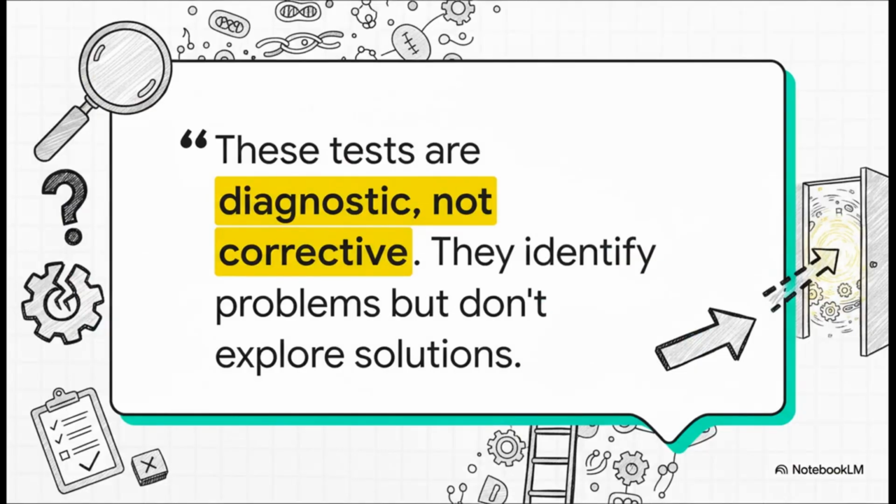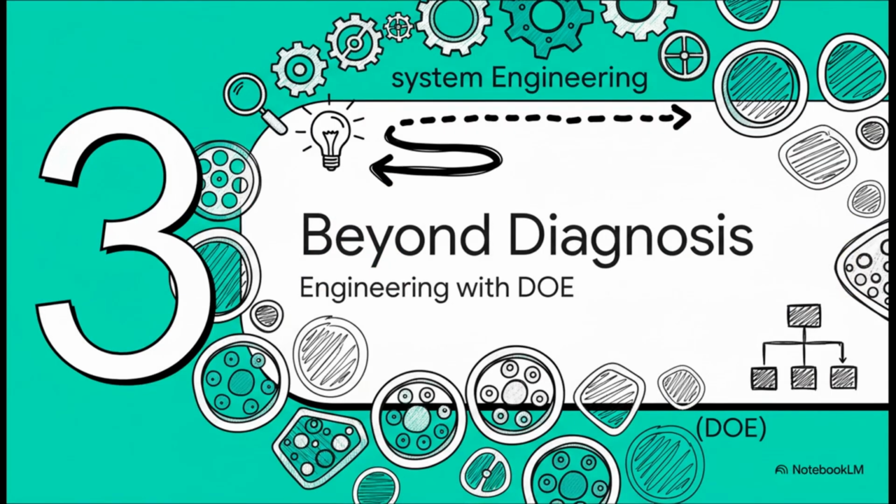A lot of people, and maybe you've done this too, stop right here. They diagnose the problem, they document it, and they just try to live with it. But as the source material points out, this is a huge missed opportunity. Identifying the problem, that's just step one. So how do we get past just finding the problem and actually solve it?